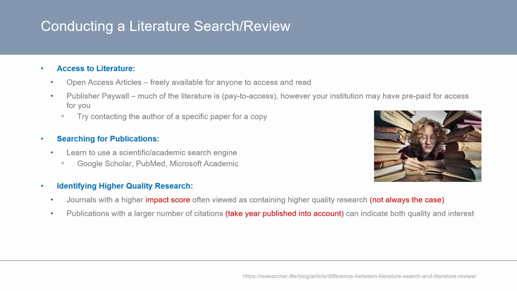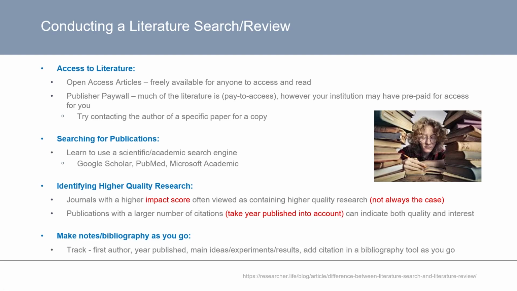Additionally, publications that have a larger number of citations can indicate a higher level of quality and interest in that work. Of course, when you're looking at the number of citations a publication has received, make sure that you're taking the year that it was published into account. Another tip is to simply take notes and make your own bibliography as you explore the literature. At minimum, it's useful to track the first author, the year the paper was published, as well as some of the main ideas, experiments, or results that you want to make note of from the paper.